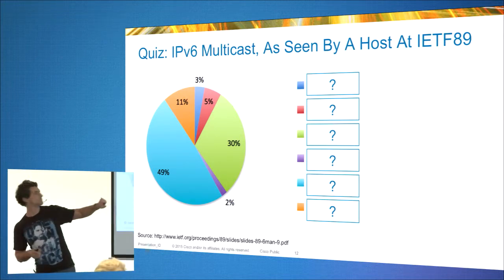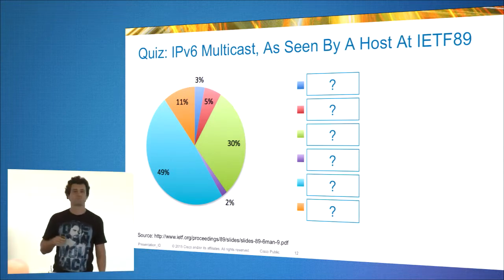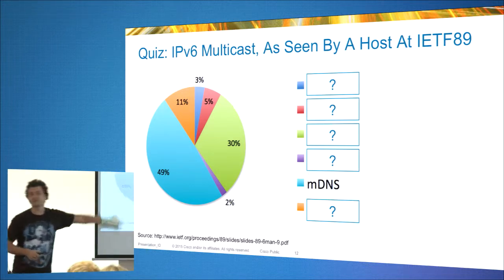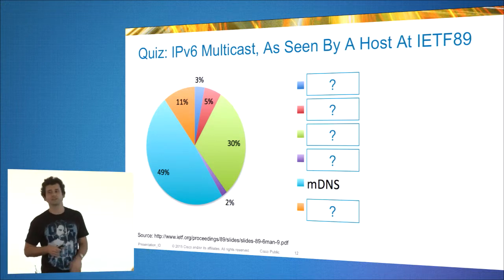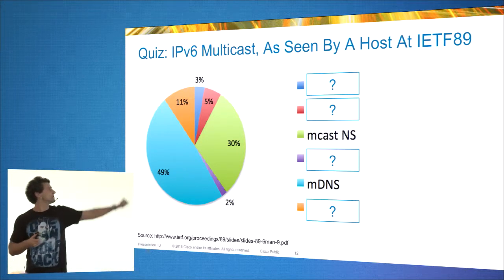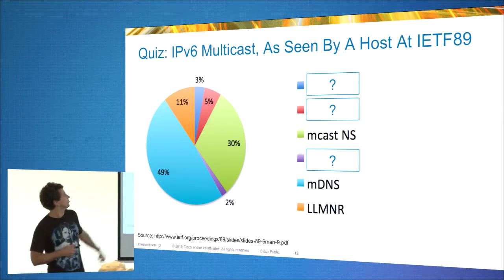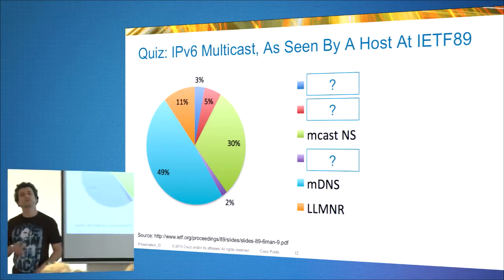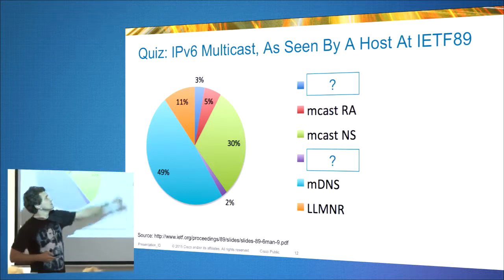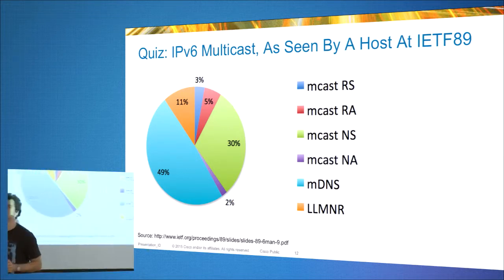So a little quiz. What's the biggest contributor? Multicast DNS, absolutely correct. Multicast DNS takes about 49% of the multicast bandwidth. The other large part is multicast neighbor solicitations. If you go further, there's the Microsoft Service Discovery Protocol, then multicast router advertisements, and then finally multicast router solicitations and multicast neighbor advertisements.